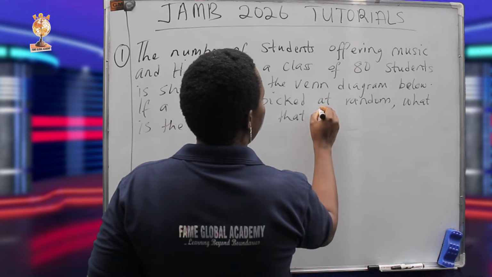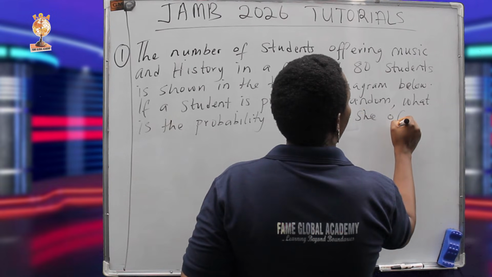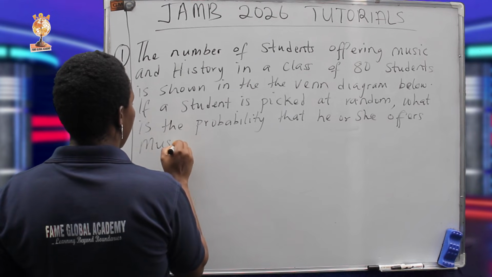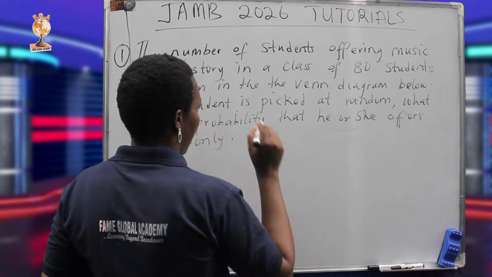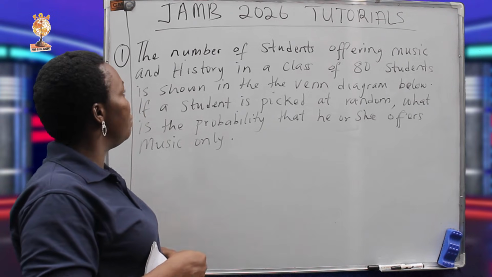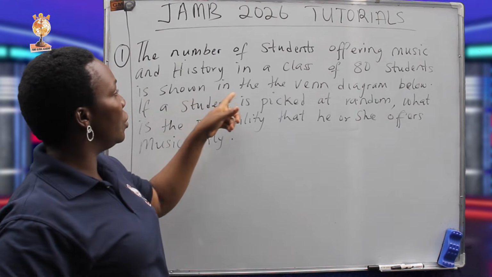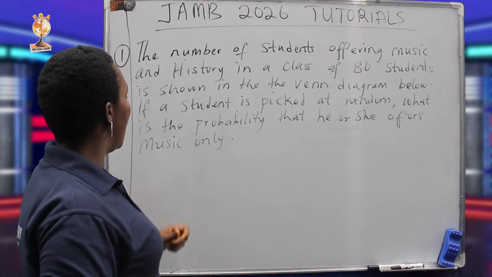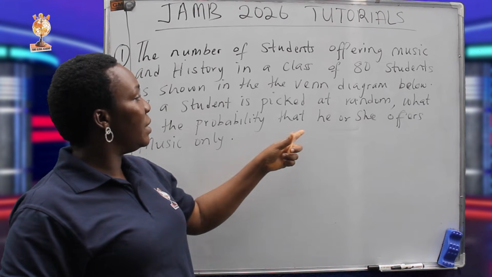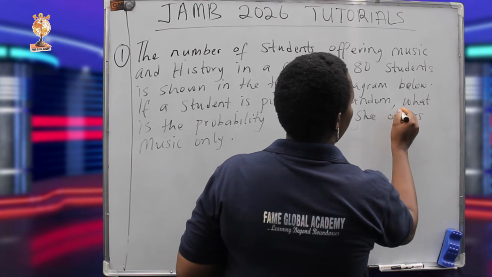It said the number of students offering music and history in a class of 80 students is shown in the Venn diagram below. If a student is picked at random, what is the probability that he or she offers music only?